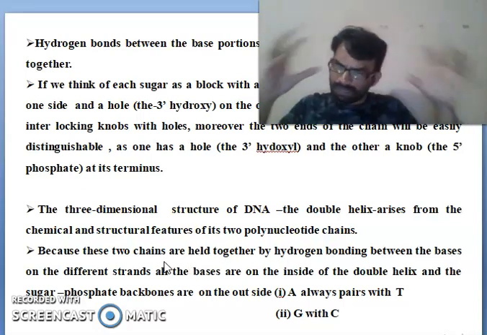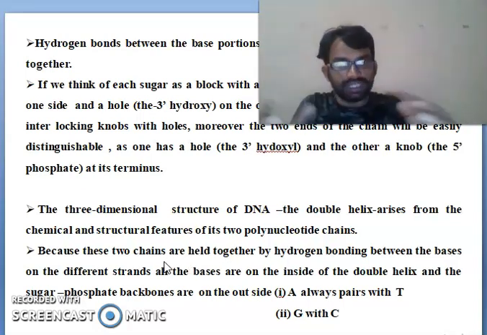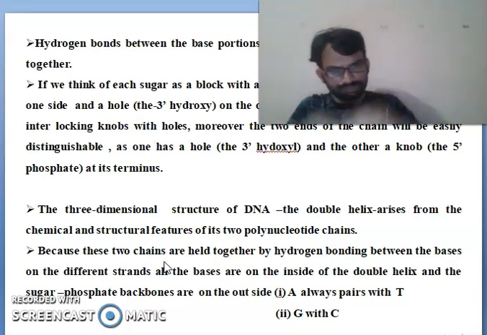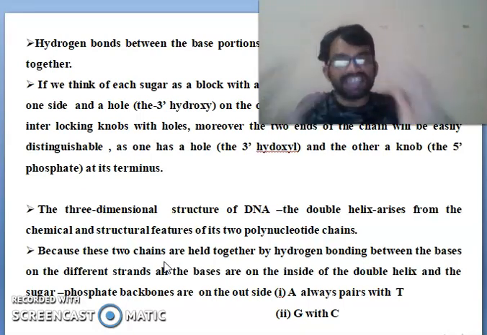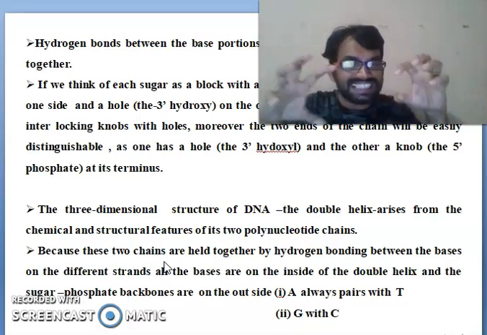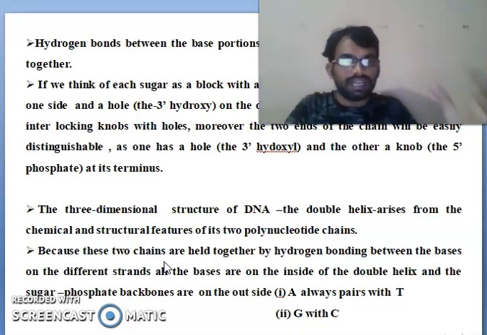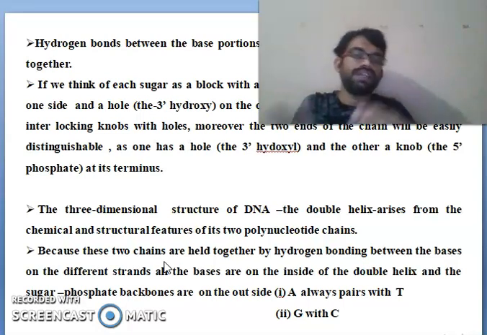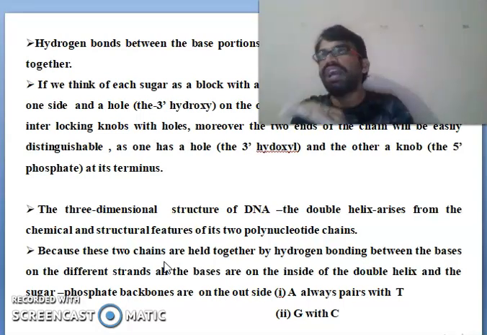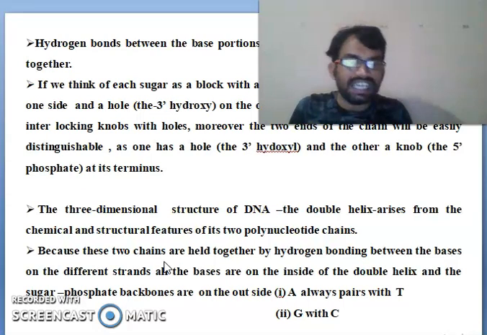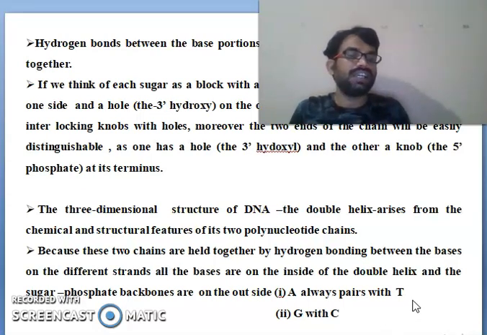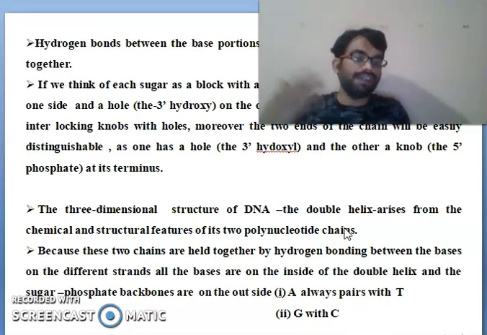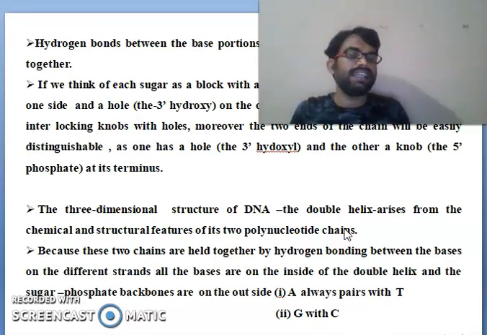Because these two chains are held together by hydrogen bonds between the bases on the different strands, the bases are on the inside of the double helix and the sugar and phosphate backbones are on the outside. A is always paired with T and G is always paired with C. What is A here? Adenine pairs with thymine, and guanine pairs with cytosine. I will show you this in images on the next slide.